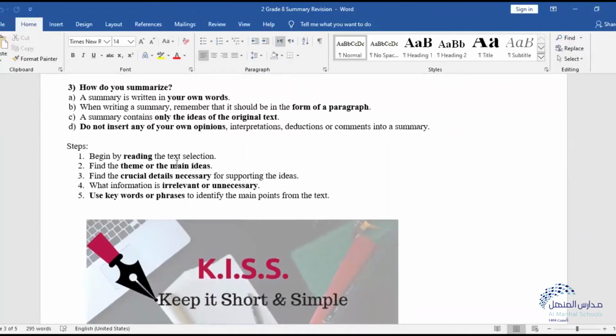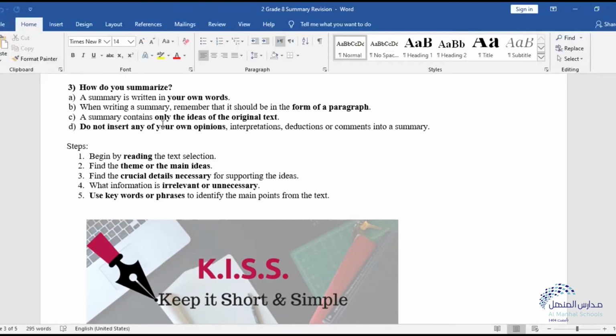So, how do you summarize? A summary is written in your own words. That's the most important thing. It has to be in your own words. When writing a summary, remember that it should be in the form of a paragraph, right? So, not in point form. It has to be in the form of a paragraph, especially if you're writing that summary for somebody else to read, somebody like a teacher or a lecturer that's going to be giving you grades.